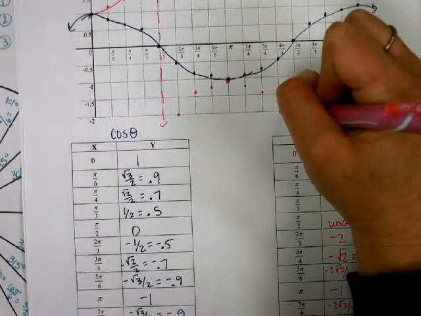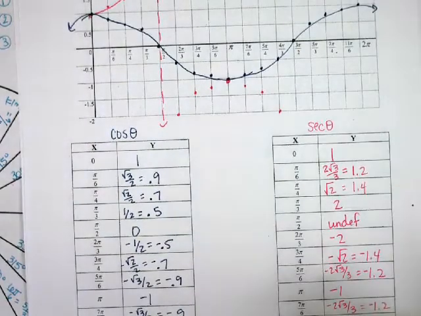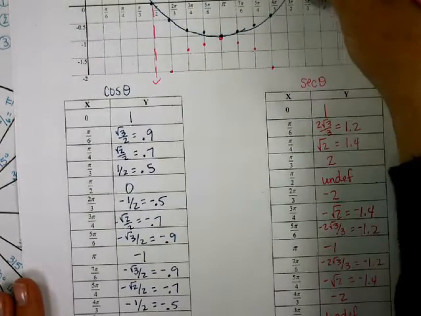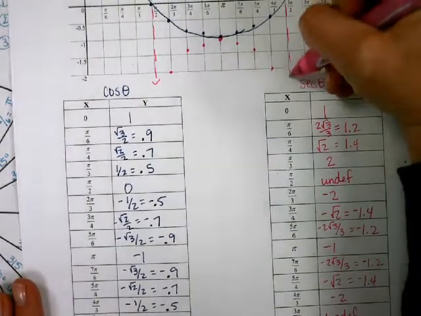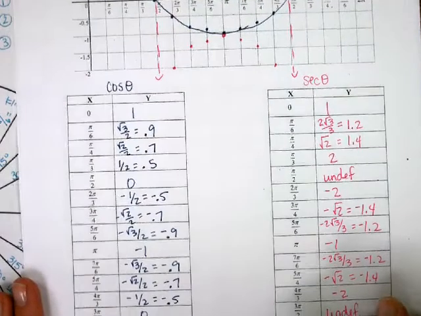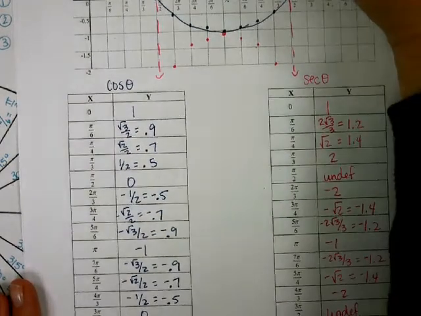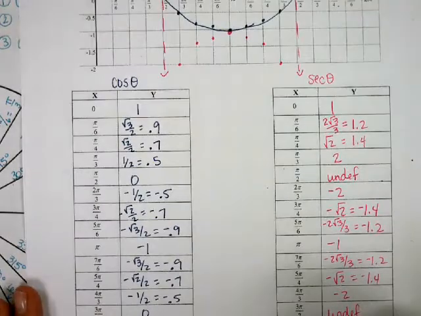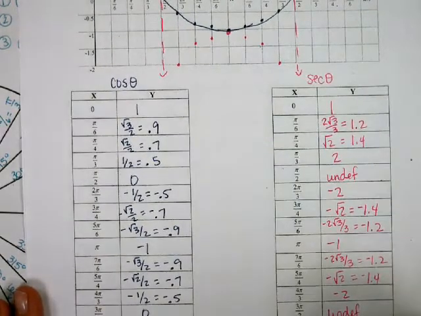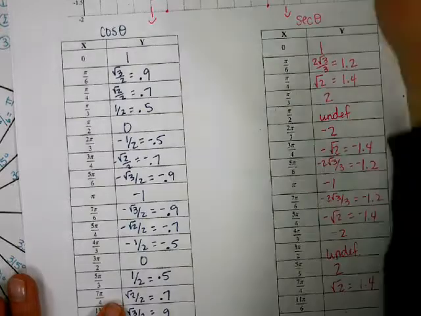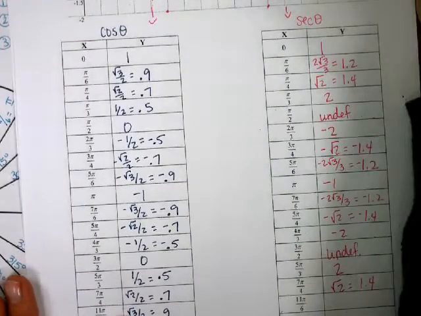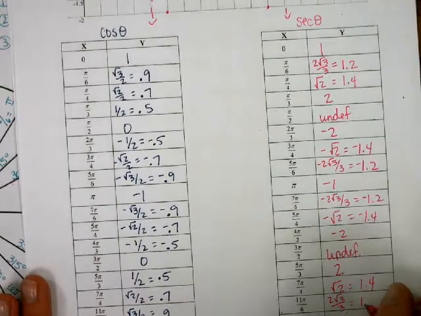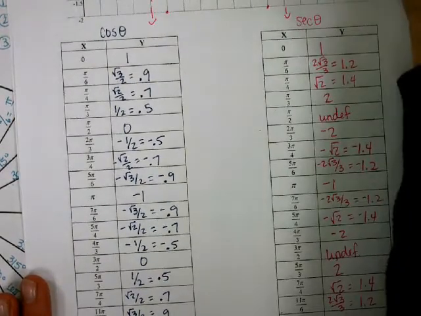3 pi over 2, undefined. Again, that guy's crossed the x-axis. 5 pi over 3 is 2. 7 pi over 4 is root 2. So 1.4. Sorry. 2 root 3 over 3 is 11 pi over 6, so 1.2. And then 2 pi is back to 1.